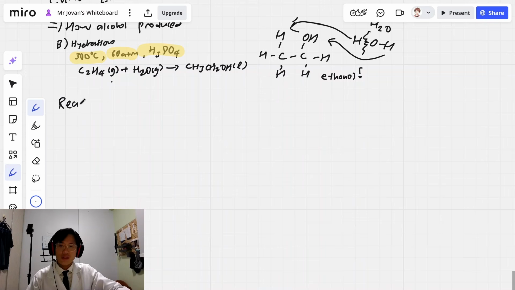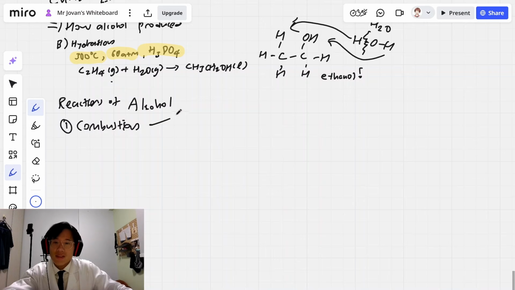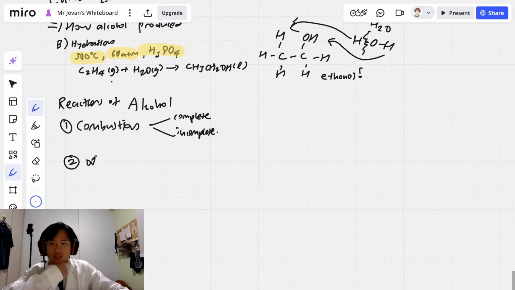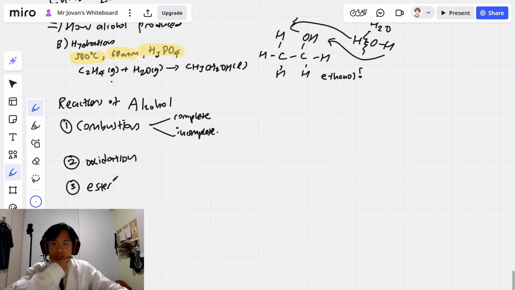So let's talk about the reactions of alcohol. First one, our favorite, combustion. I believe by now you can guess what kinds of combustion there are: complete and incomplete. Number two, we have oxidation. This oxidation is what is going to link us to our final homologous series. Yay, we are getting there already. Everything is linking. Number three, esterification. Very fun, very interesting.